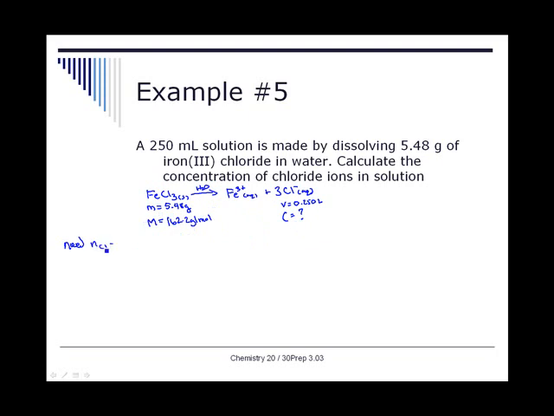the number of moles of chloride ions, but I don't have that. But what I do have is I can find the number of moles of iron chloride. So what I'm going to do is find the number of moles of FeCl3, and once I find the number of moles of iron 3 chloride, I can use my mole ratio of 3 to 1. So for every 1 iron chloride that dissociates in water, I get 3 chloride ions in water. So I have a mole ratio of 3 to 1.